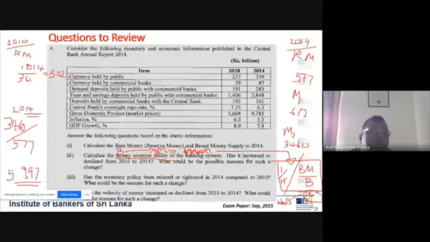So you can observe in 2010, money multiplier was just 5.025. And during this 4 years period, it has increased to 5.997. So almost 6. From 5 to 6, money multiplier has increased during this period. So I think you know the calculation. That's very clear. Last part, what could be the possible reasons for such a change?